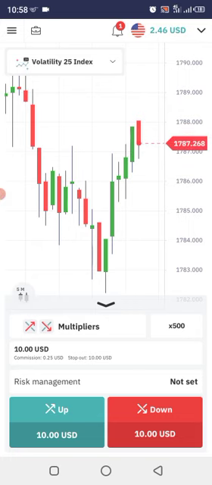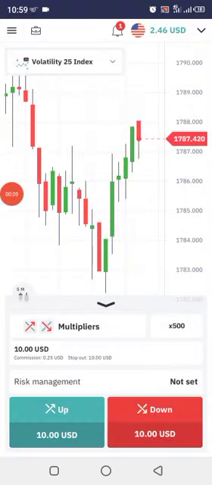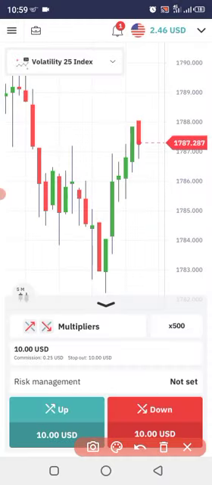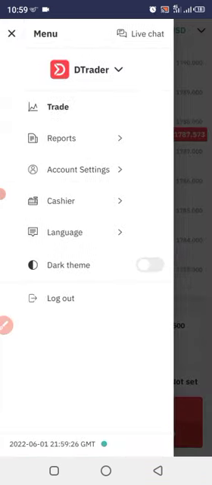I want to show you how to grow a small equity trading the rise and fall. If you look at my current equity here, you can see it stated 2.46 USD. Now I'm going to grow this 2.46 USD into double figures and triple figures.